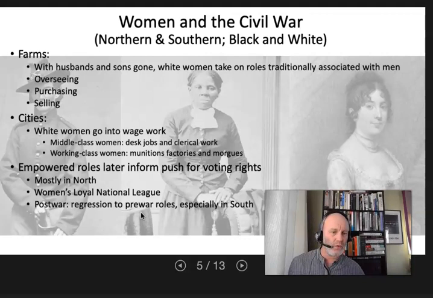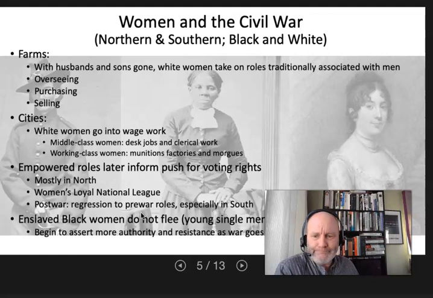This is mostly in the North. The conservative South goes back to their pre-war roles, and also the notion that white women needed to be protected primarily from black men, right? This myth of black men, either enslaved before the war or free after the war, as somehow sexual predators, a common racist anti-black trope in the South. So white women get pushed back into their domestic roles in the South.